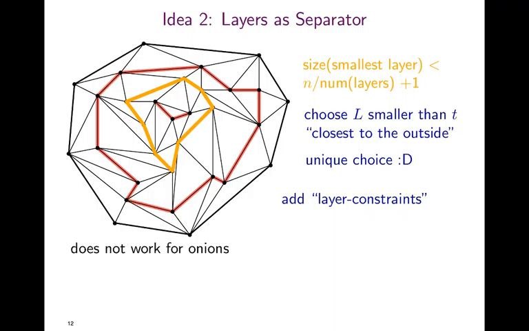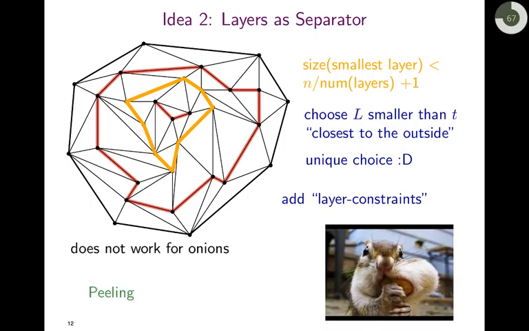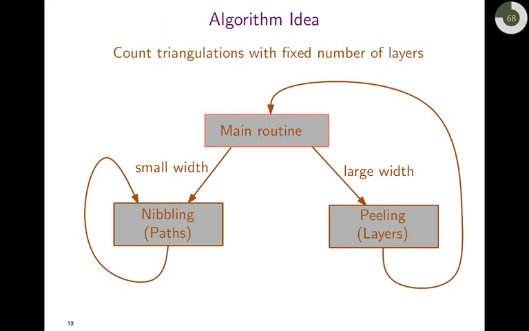And this does not work for onions, or I would not know how to define this for onions. And we call this peeling, because basically we remove all these root of n outer layers. Yeah, and we thought that's a good metaphor.